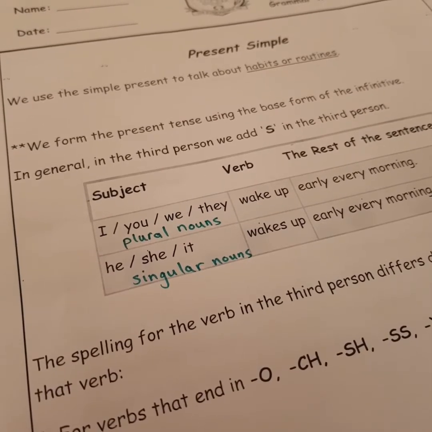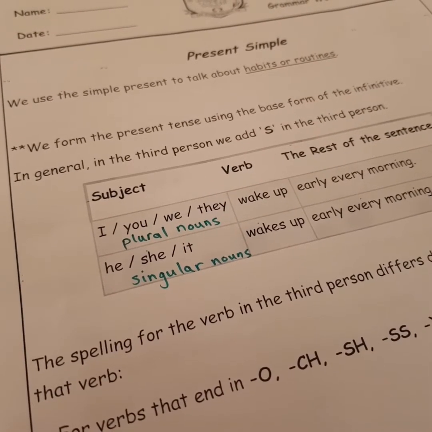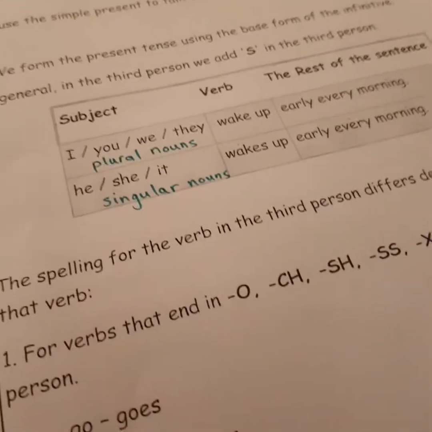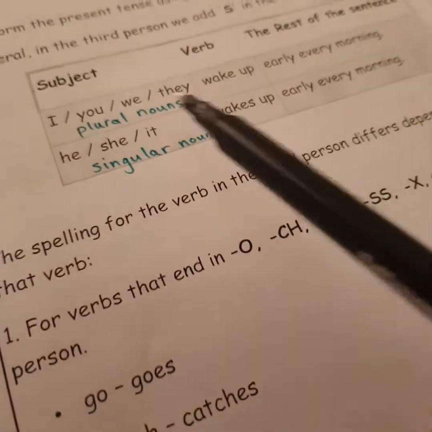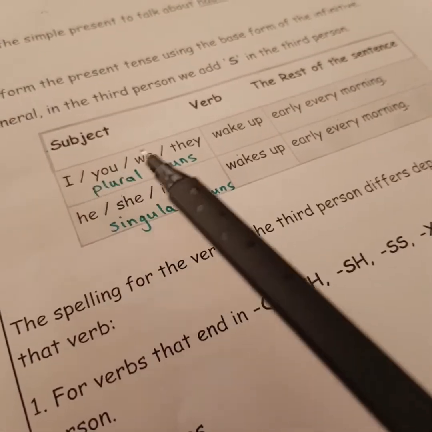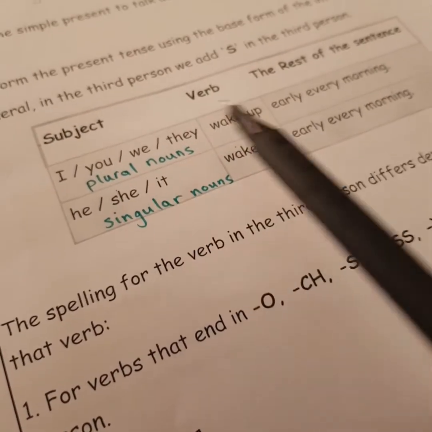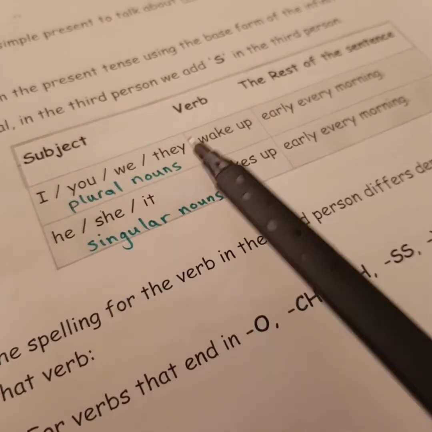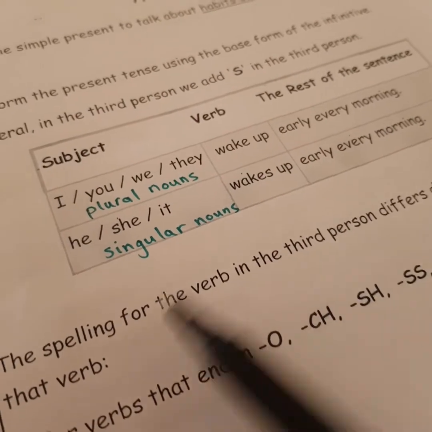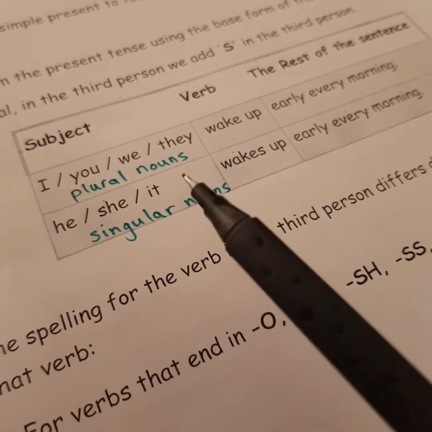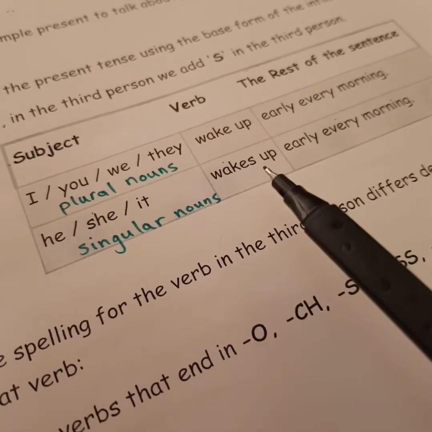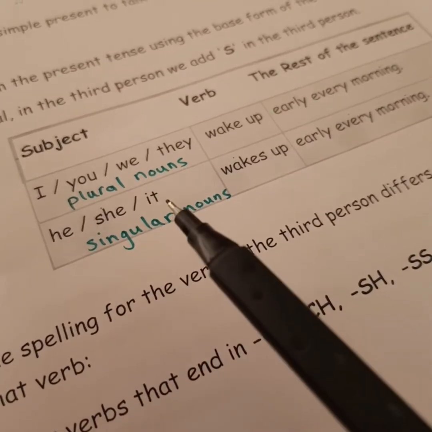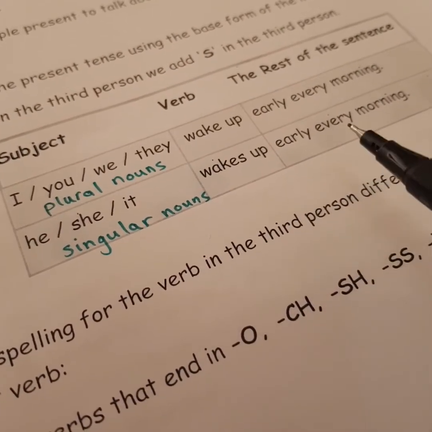Yesterday, we said that we use the present simple tense to talk about habits, routines, regular actions, and states. We also said that if the subject in the sentence is I, you, we, they, or any plural noun, the verb comes in the base form. For example, I, you, we, they wake up early every morning. But if the subject in a sentence is he, she, it, or any singular noun, the verb takes s, es, or ies. Let's see the example. He, she, or it wakes up early every morning.